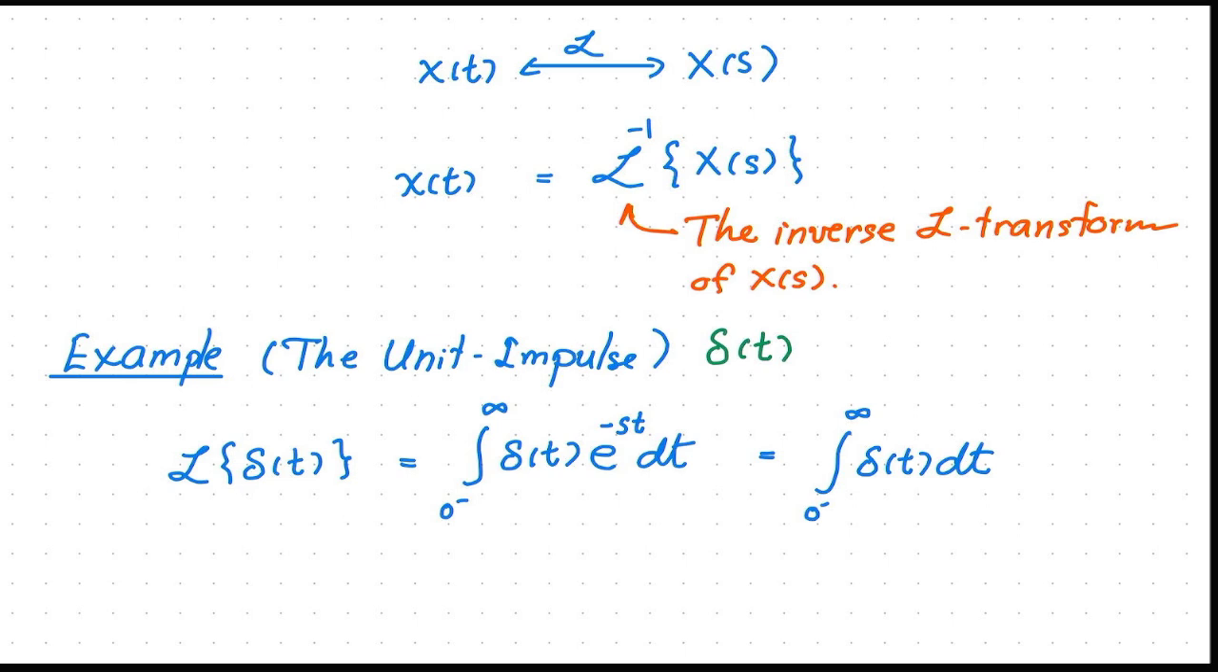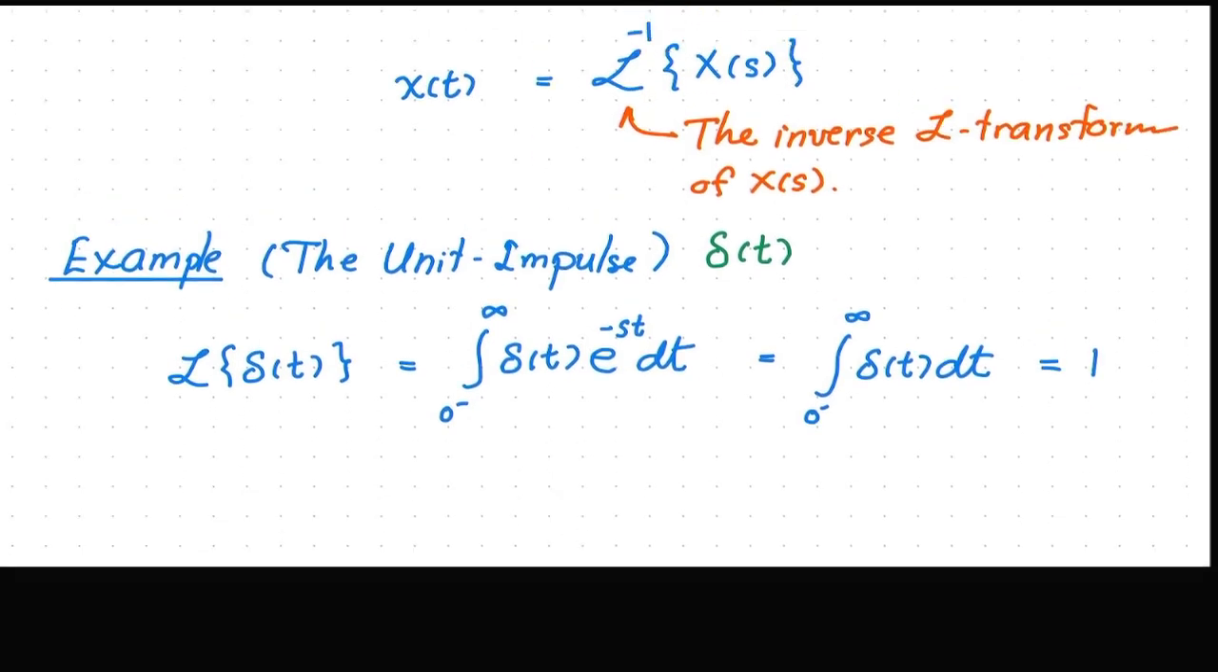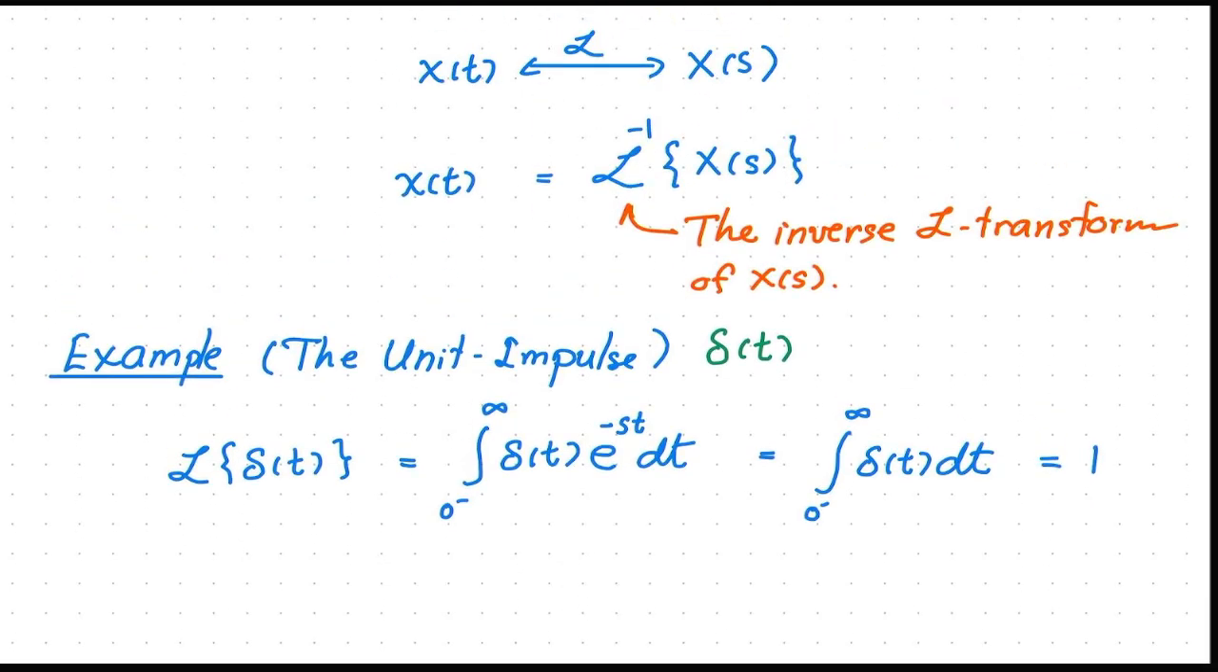And now, to find this integral, we just look at the interval over which the integration is done, which includes 0. This integration includes 0 because of the way we define 0 negative. So we know that this is actually the area under delta, which is equal to 1. So this is equal to 1. Okay, so we have the first Laplace transform pair: delta has the Laplace transform of 1. So this is the first one that we know.